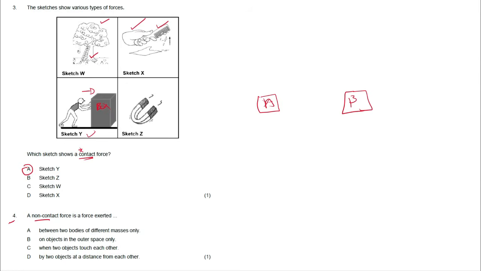So there is a distance. This is what we call a distance. There is a distance between the two objects. So that's what we call a non-contact, because there is no contact between the two objects. So our correct answer will be option D.